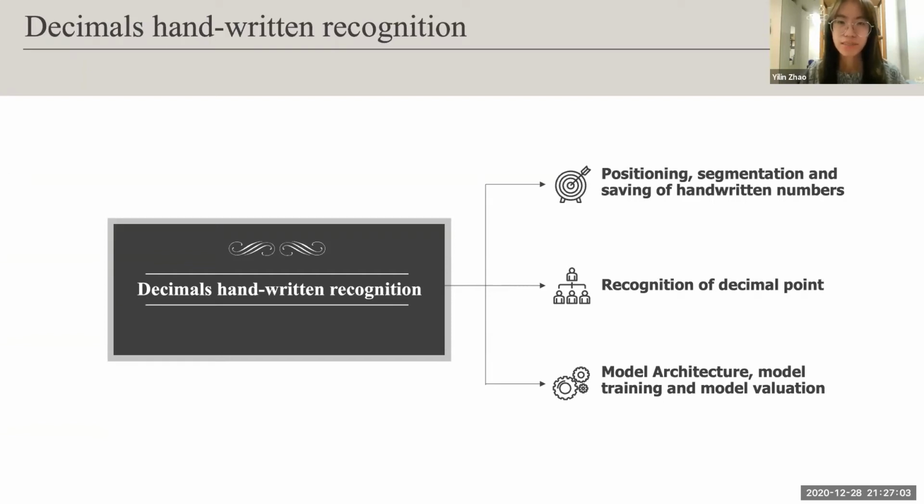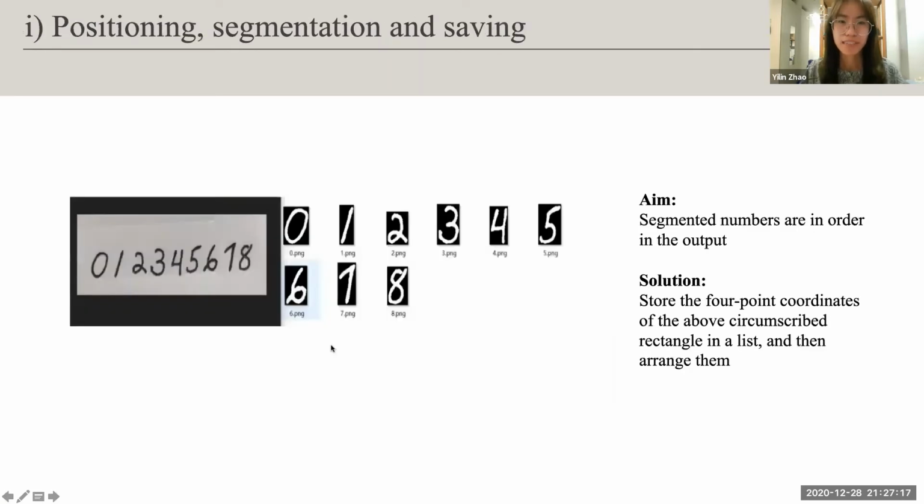We segment this process into 3 steps, including positioning, segmentation, and saving of handwriting numbers, recognition of decimal points, and model architecture training and evaluation. Next page, please. For the first step, positioning, segmentation, and saving of handwriting numbers. The problem we want to solve is to make the segmented numbers be in order in the output.